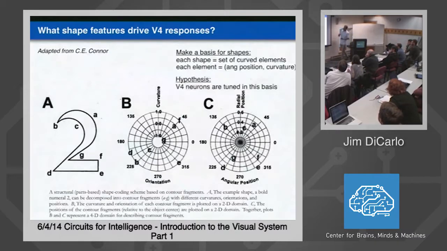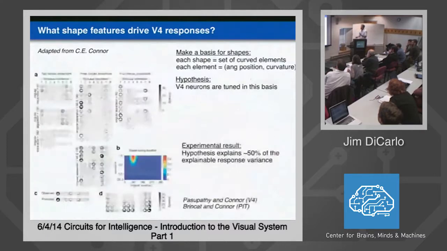They had this hypothesis that V4 neurons, sort of the mid-level visual system, are tuned in this basis. So it was just an idea, and then they would go and say, well, let's now test that idea with a bunch of, again, simple shapes.